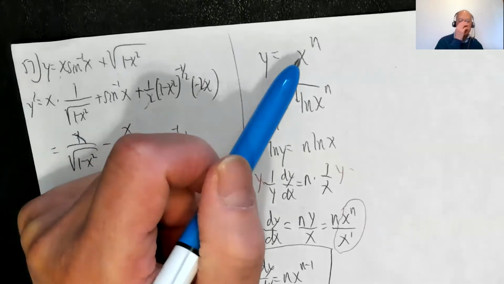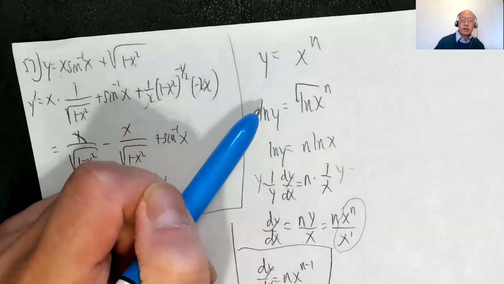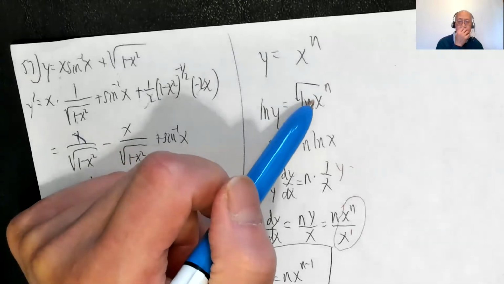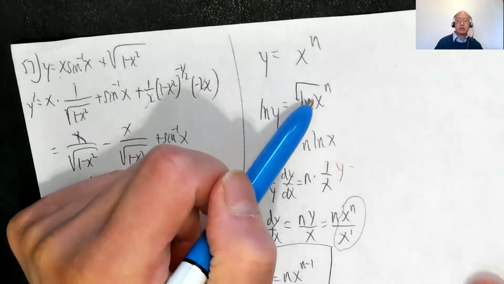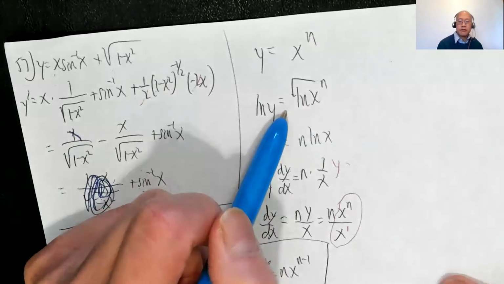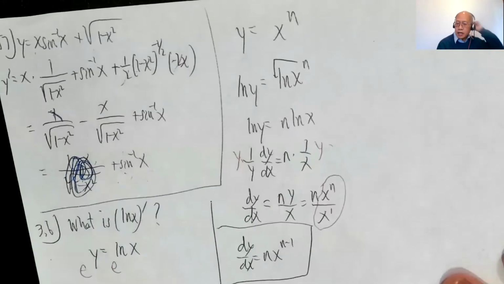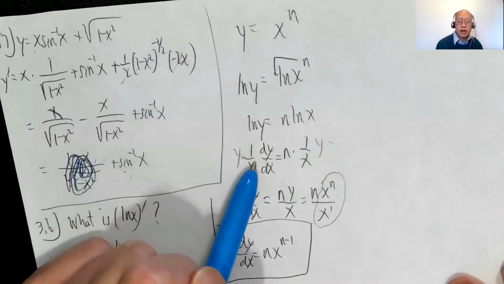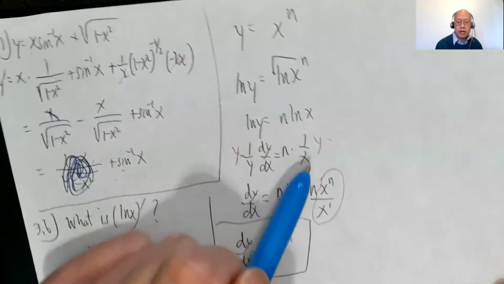Okay, so y equals x to the n. Take the log of both sides. ln y equals ln x to the n. This is logarithmic differentiation, which we're doing in this section also. n comes in front. ln y equals n ln x. Differentiate implicitly, 1 over y dy/dx equals n times 1 over x.